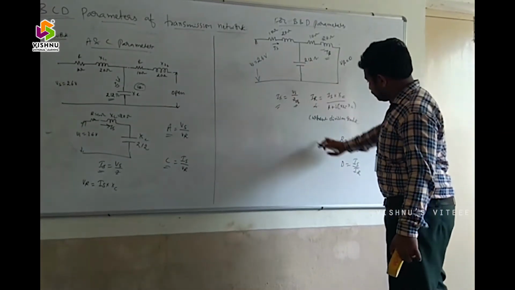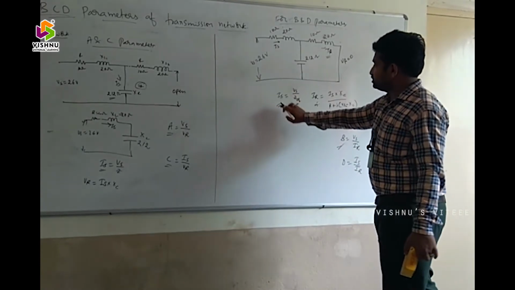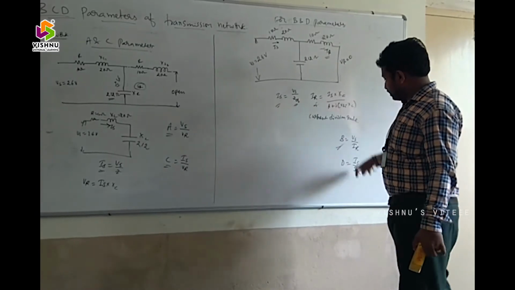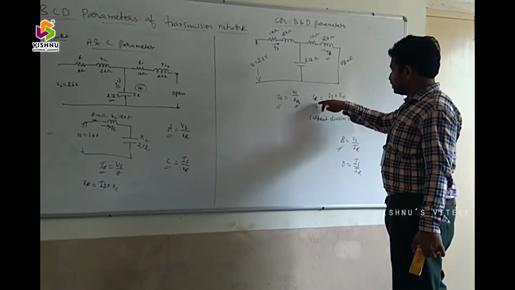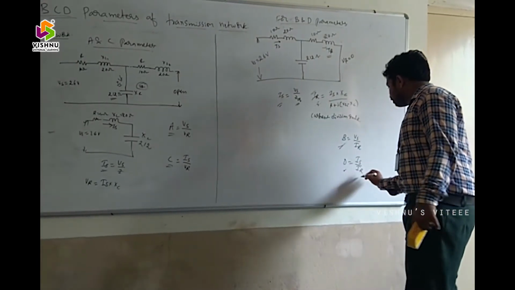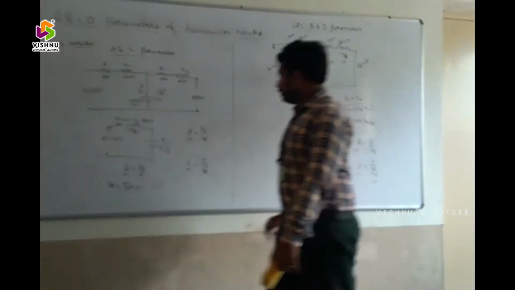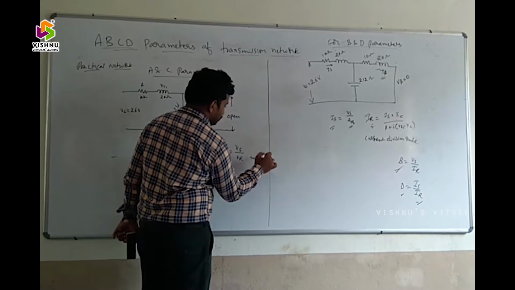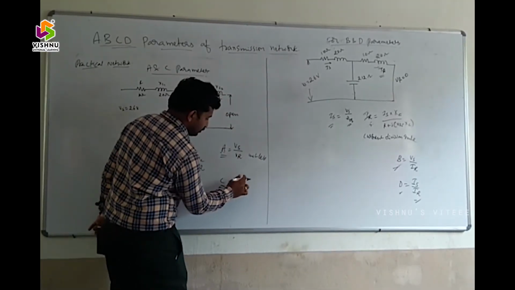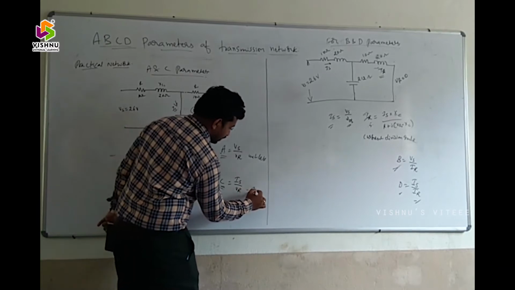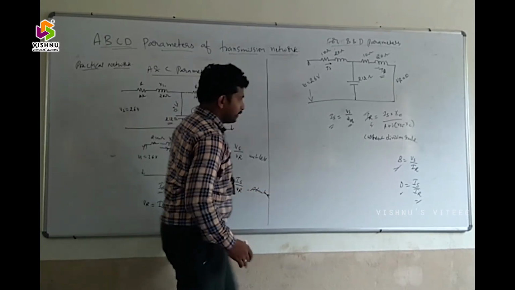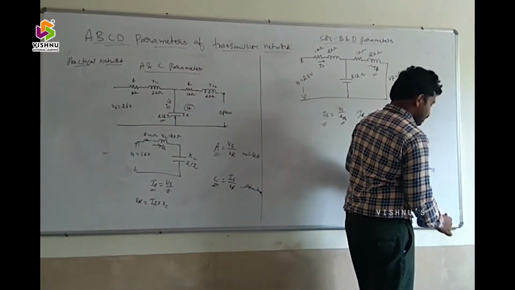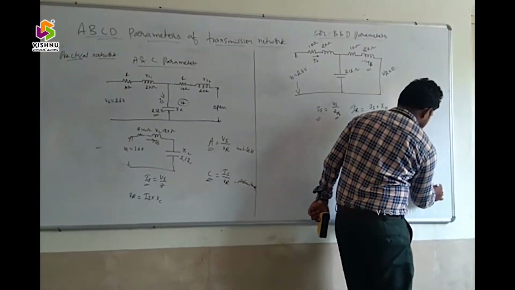After calculating B, for getting the D value, D is equal to IS by IR. IS is nothing but VS by Z equivalent, and IR we get by this formula. So D is equal to IS by IR. A is equal to VS by VR, this is unitless, voltage by voltage. C is equal to IS by VR, nothing but admittance. B is equal to VS by IR, in ohms. D is equal to IS by IR, this is unitless.